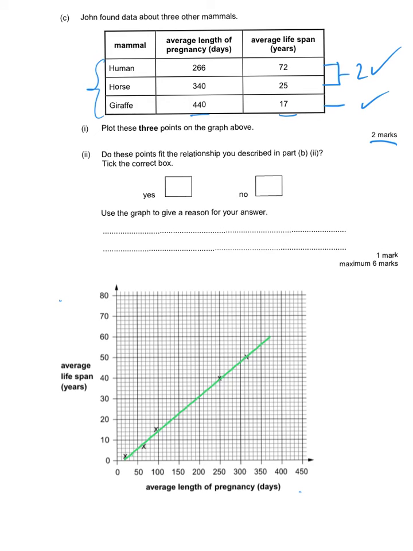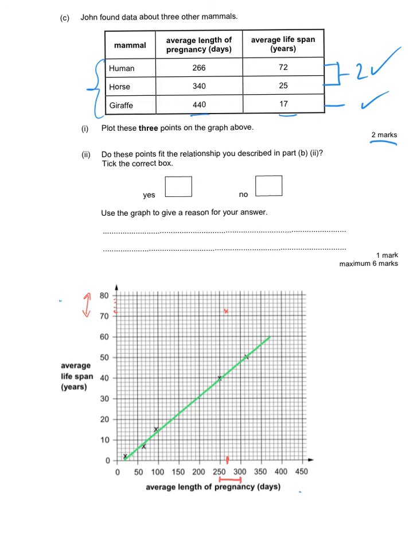Now I'm actually going to do this in red again, just so we can see my points clearly against the background. So the human's average length of pregnancy is 266 days. So 250 and 300. Each little square is going to be worth 10 because there's 5 little squares. So that means that's 250, 260, and so it's going to be halfway between the 2. So that means that humans are going to fit here on the x-axis, but all the way up at 72 on the y-axis. Now 72 is here, and that's because we've got 5 little squares and we're going up by 10, so 72, 74, 76, 78. So humans are up here, not on the line.